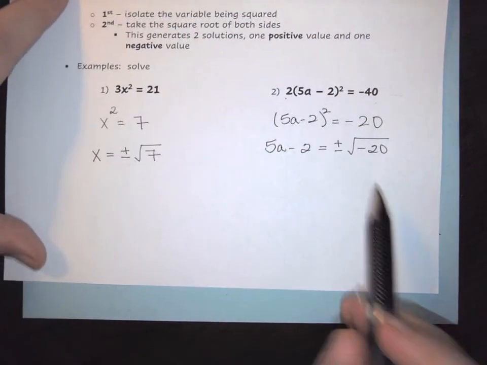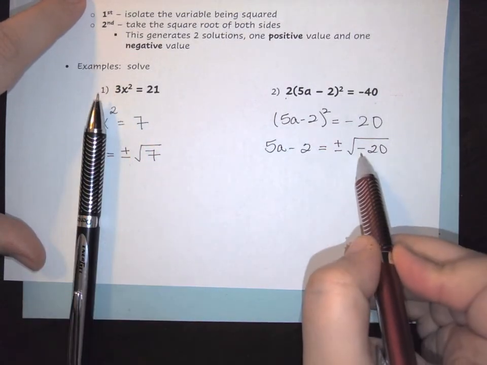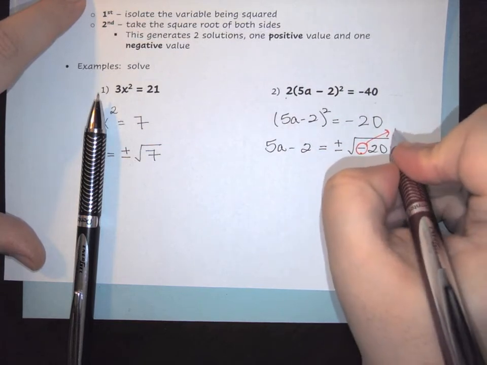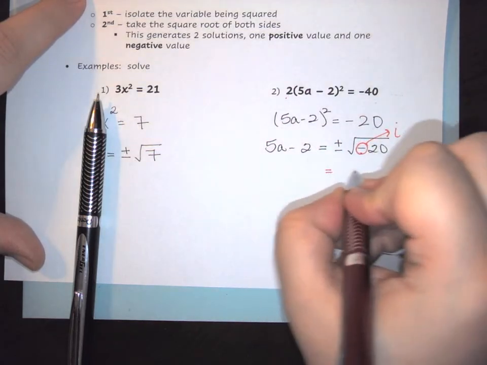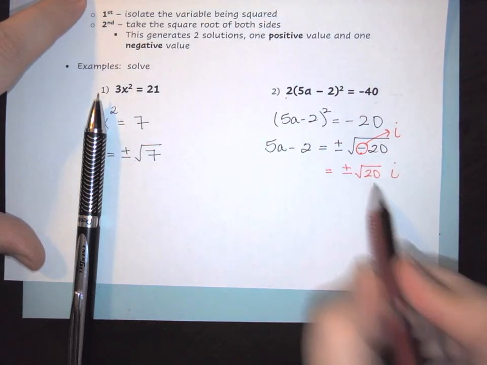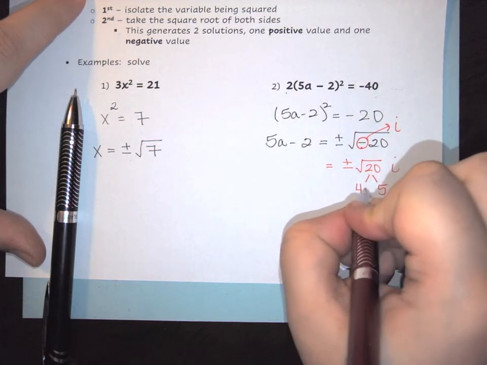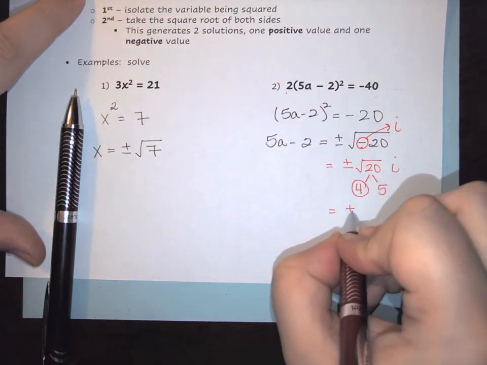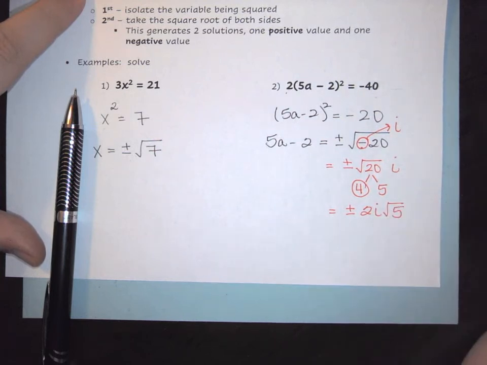Now at this point I have to do a little reducing. And the reason for that is because we cannot have a negative under the radical. So this negative here is going to pull out of my radical as an i. It's the complex. So we are going to end up with plus or minus the square root of 20 i. But then 20 can reduce. 20 breaks down into 4 and 5. And the 4 pulls out as 2. So in this case we end up with plus or minus 2i square root of 5.